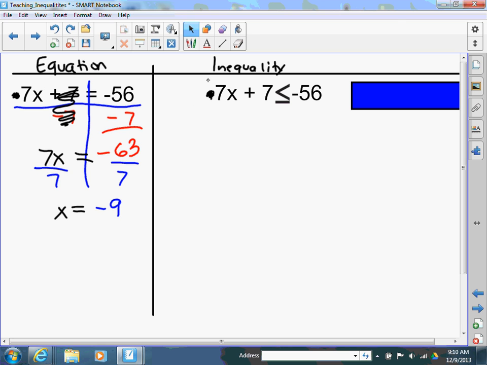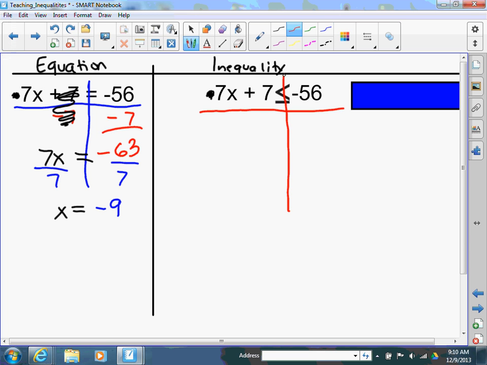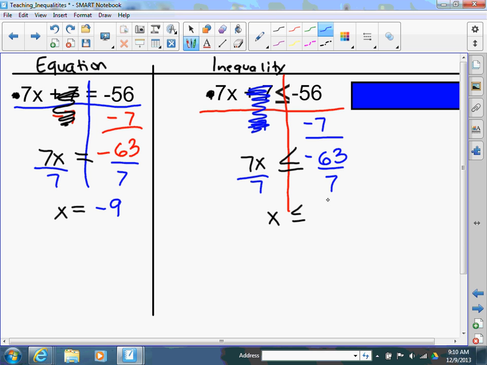All right, let's solve it. What's the opposite of add 7? So we subtract 7. Our 7 cancel. 56 negatives and 7 negatives gives us negative 63. We bring out our symbol and we get 7x. Divide by 7. Divide by 7 and we get x less than or equal to.